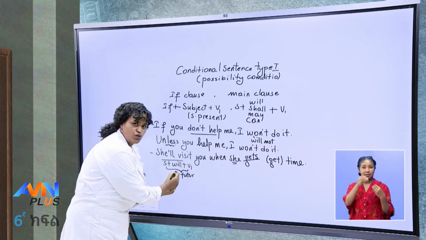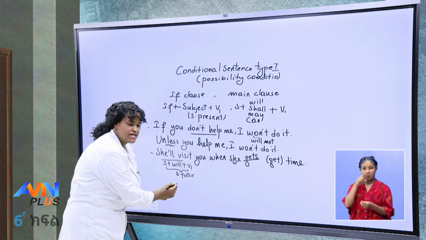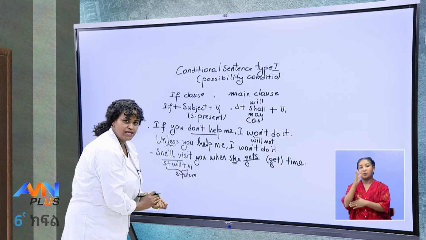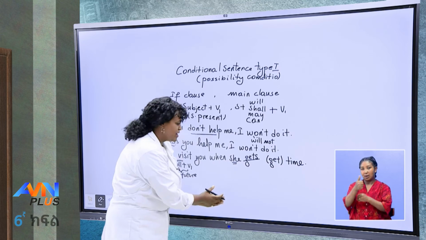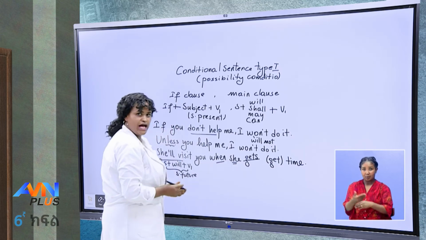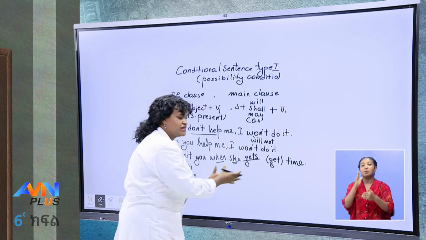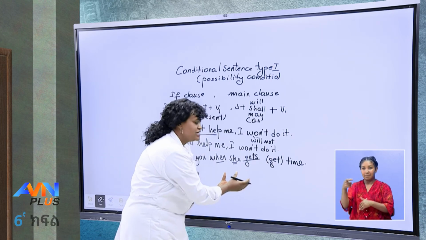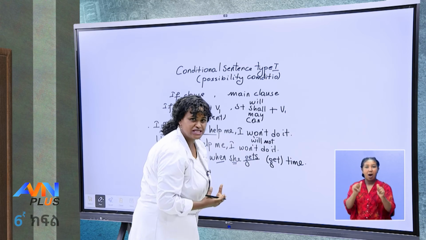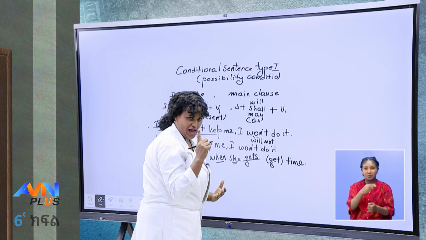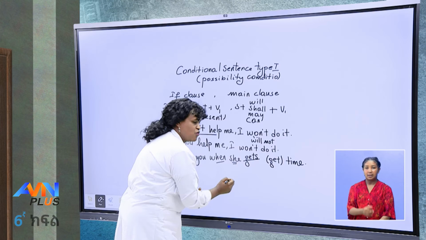Subject plus will plus verb 1, which is simple future. Right? Let's go to the main clause. After when, if our main clause is simple future, then the if clause becomes what? Simple present. How do we make it present? We use verb 1.